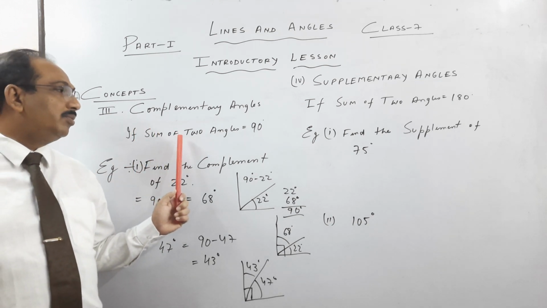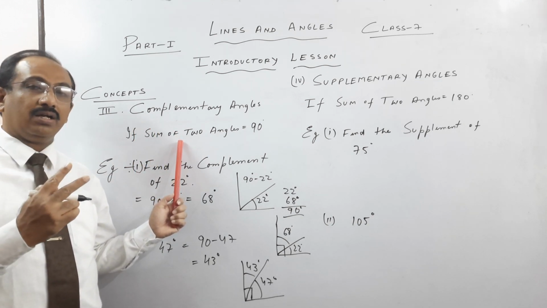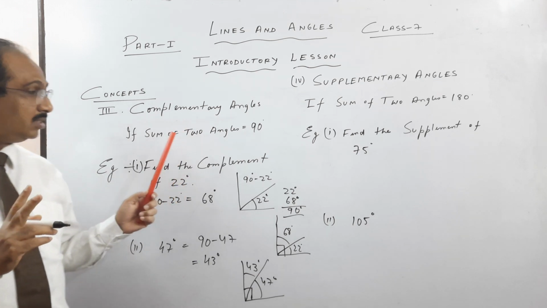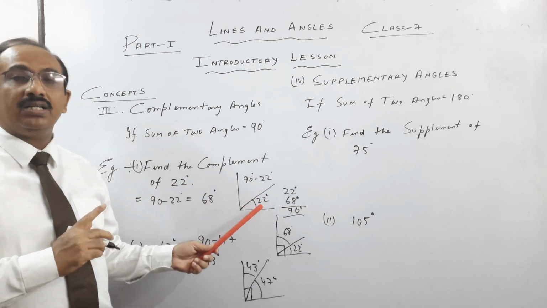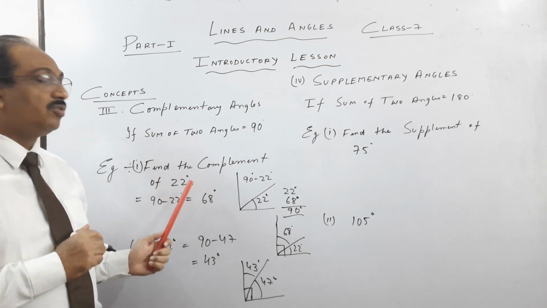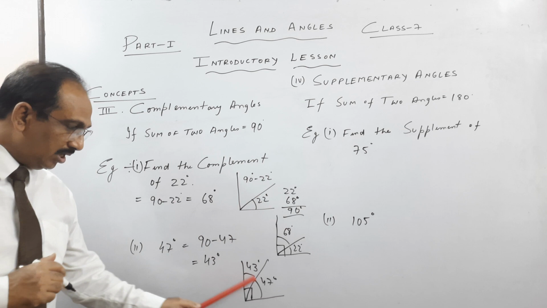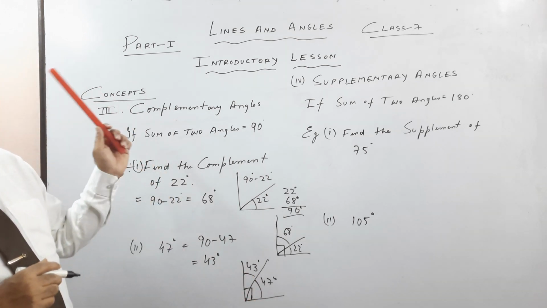So once more, complementary angles: when there are two angles, one angle cannot be complementary to itself. When two angles have a sum of 90 degrees, if one angle is given, you find 90 minus that angle, which gives you the other angle, because their sum together is 90.